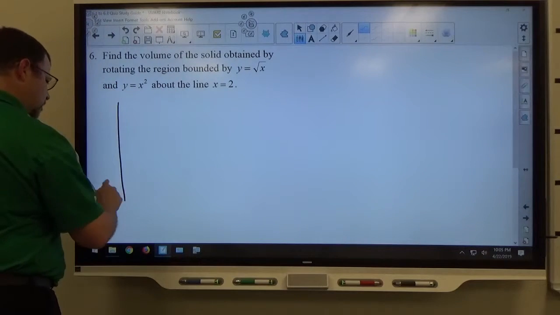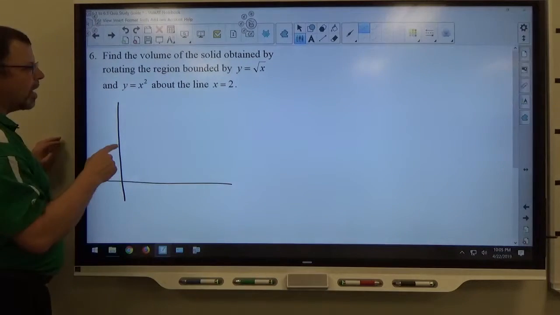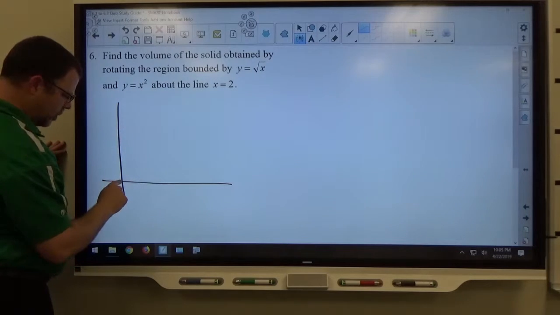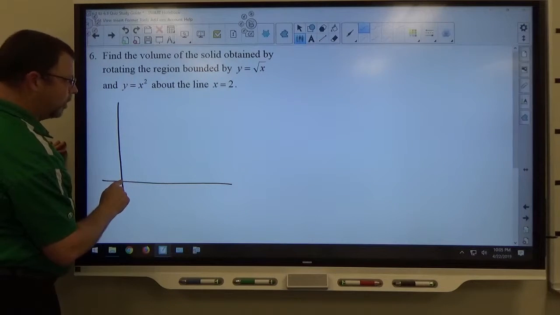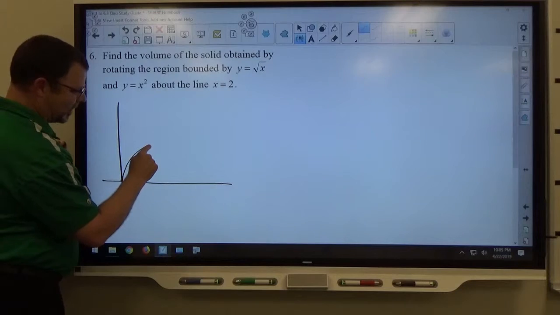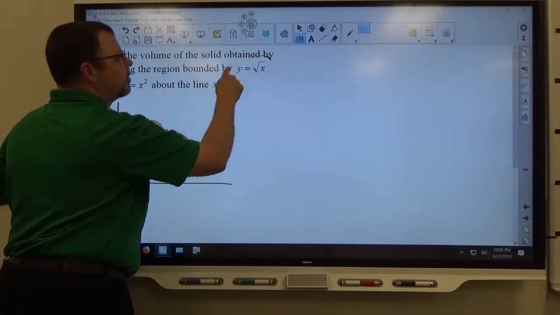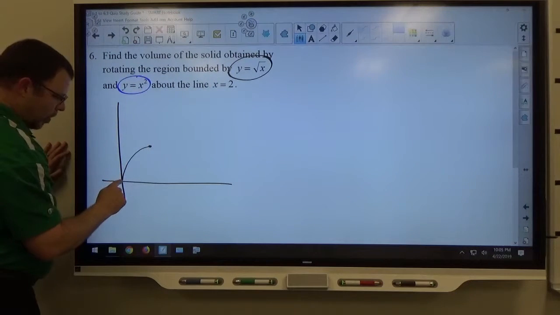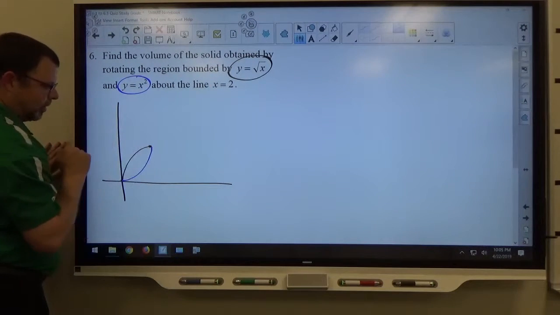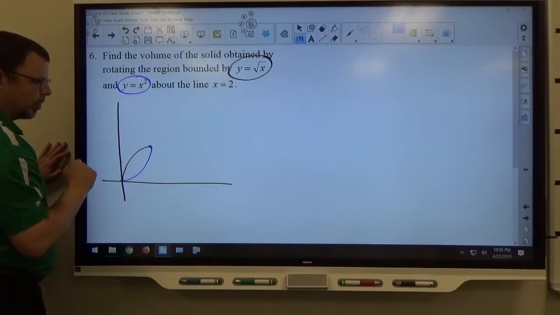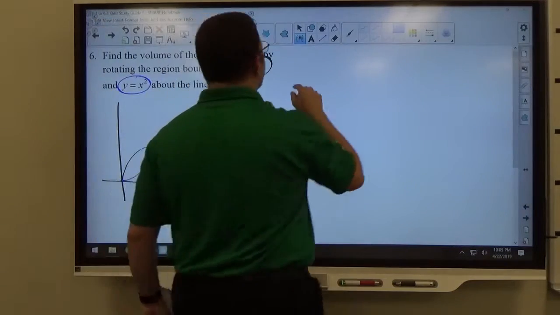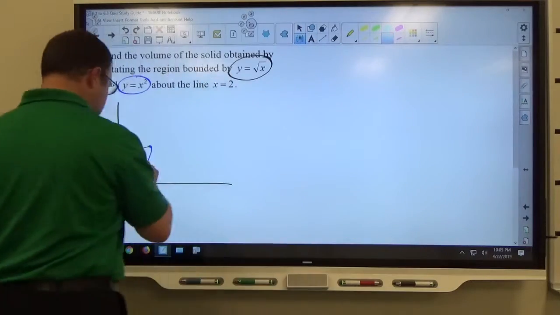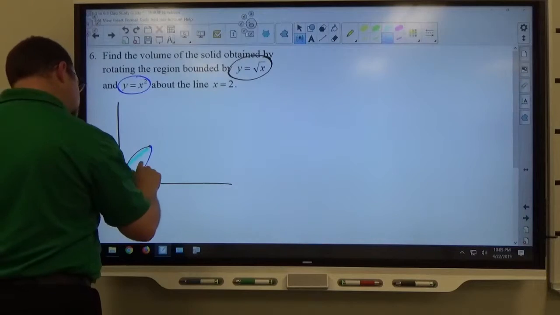So if I just give myself a first quadrant, 0, 0 is in both, 1, 1 is in both. So 0, 0, and the square root of x goes like that. So that's this function. Let's go with a different color for y equals x squared. Y equals x squared looks like that. Again, points of intersection are 0, 0, and 1, 1. And then we would highlight that region to represent the original region of the problem.